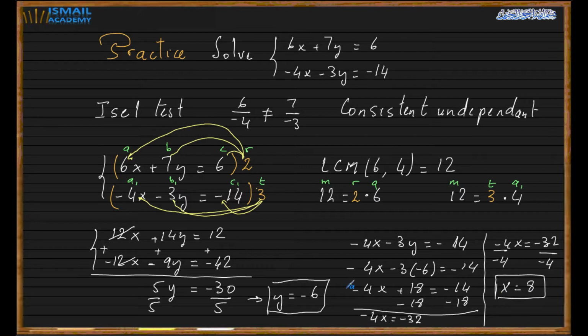So now my solution for that system will be x, y equals 8, minus 6. So this is about using the elimination method to solve a 2 by 2 system of equations.